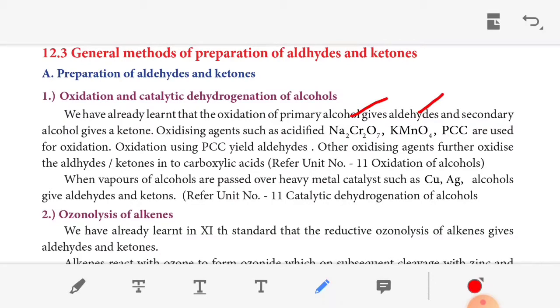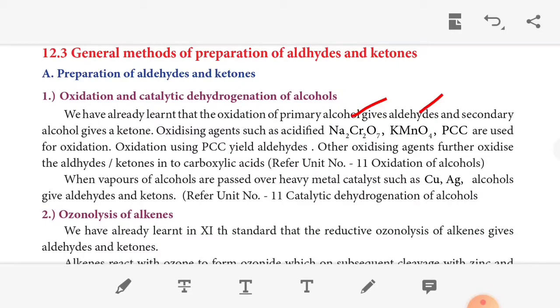When vapors of alcohols are passed over a heavy metal catalyst such as copper or silver, the alcohol gives aldehyde and ketone. So this is the catalytic dehydrogenation of alcohols.